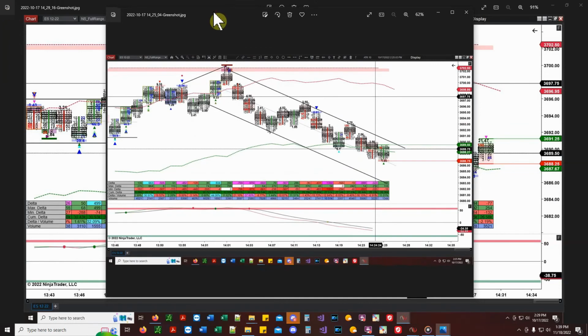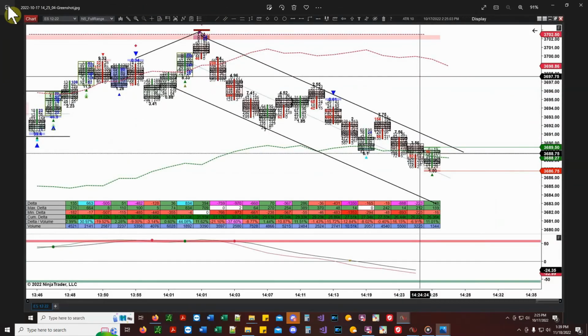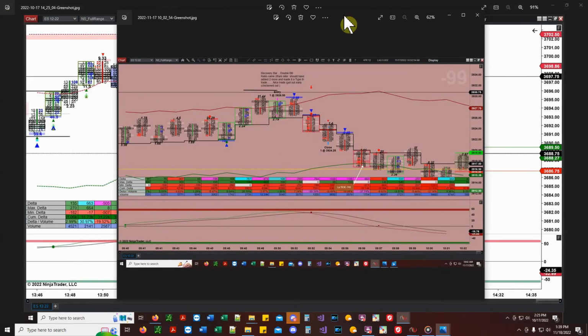I think that's the same chart there. Let's see what else is going on here. Let's see what else is going on here. Trade I took yesterday.